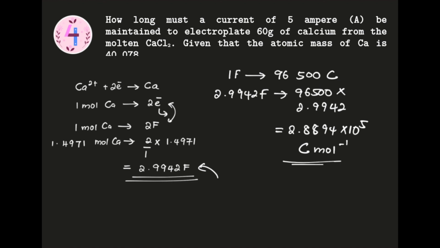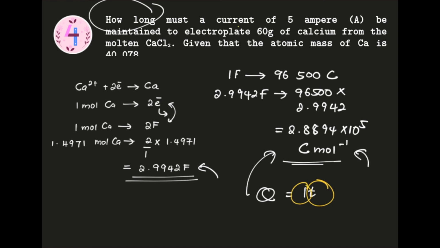So again, we need to check the question. You were asked how long. How long must a current of 5 ampere be maintained to electroplate 60 gram of calcium? Since you already know the value in Coulomb, this is actually your value of Q. Q is equivalent to IT. So you can definitely calculate your T, because given to you is the value of I, which is 5 ampere. You already know the value of Q, so we are just going to calculate this.